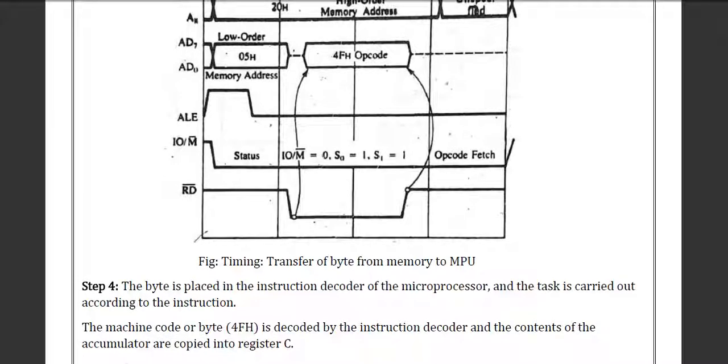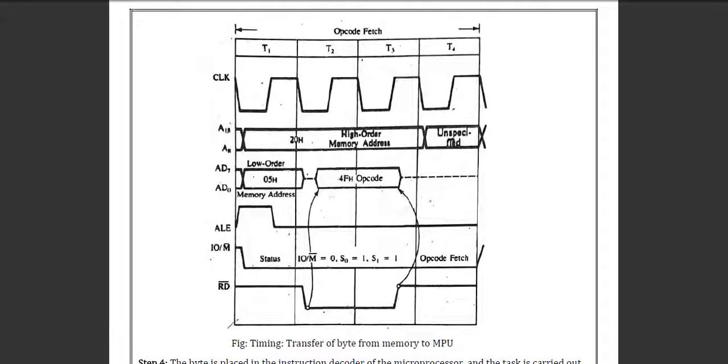This one is the timing of transfer of bytes from memory to MPU. In this section, we can easily say that we have times which are divided into 4 sections: T1, T2, T3 and T4, and clocks are going like this. In every time we have one low and one high section. Here A8 to A15 is used for the higher order memory address, which is 20H, and the lower order is 05H, which is denoted by AD0 to AD7.